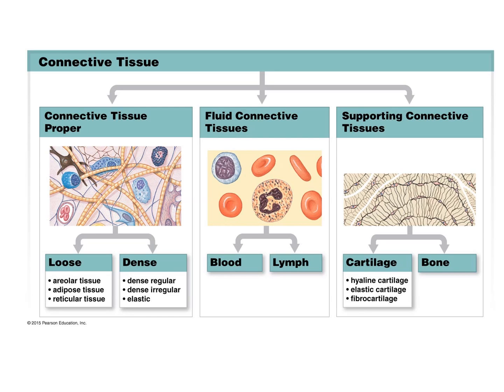Bone is a fairly rigid type of connective tissue with some bendability. It has a hard, calcified matrix containing many collagen fibers. The mature bone cells are osteocytes, which reside in the lacunae. Bone is also very well vascularized.